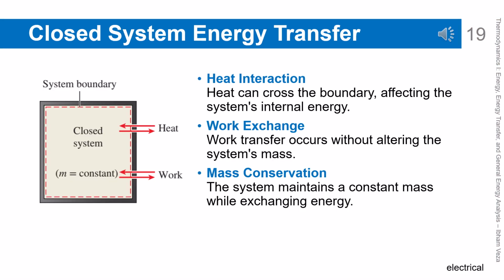Closed system energy transfer. In a closed system, the mass of the system remains constant during the process. Energy can cross the system boundary in the form of heat or work. The change in system energy is completely determined by these energy interactions. No mass enters or leaves the system. This model is very important in many basic thermodynamic analyses.